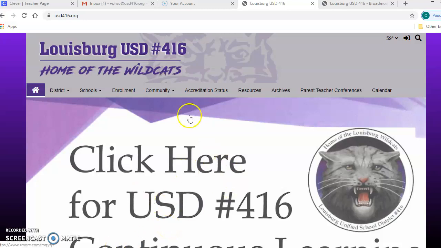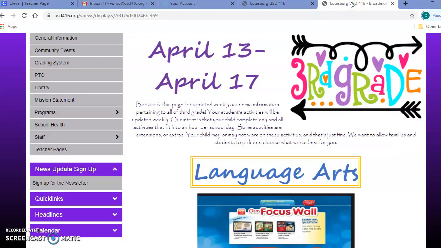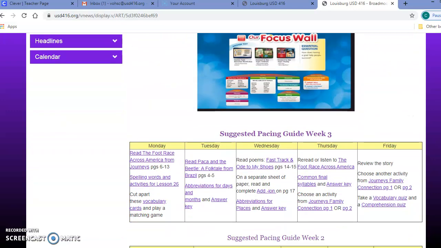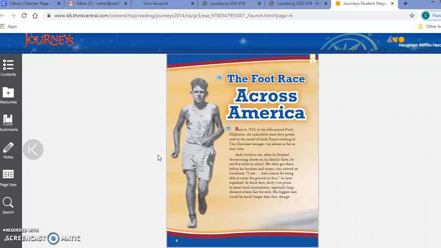If you come back to the district website and click on the continuous learning, it'll link you right to our third grade website. Come on down on our third grade website. And for language arts this week, we're going to be reading a story called The Foot Race Across America. If you click on the first link, it's going to bring up your Journeys story for you right here.